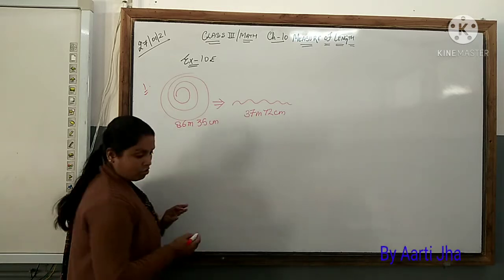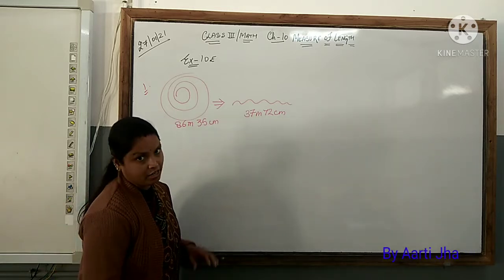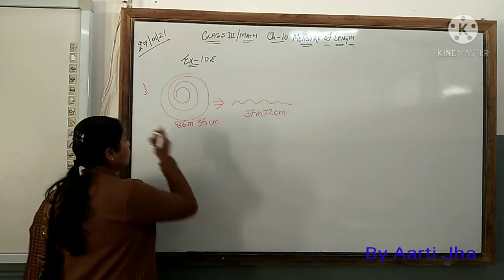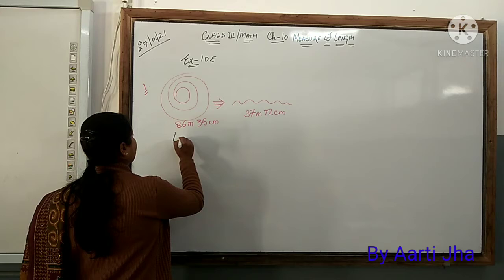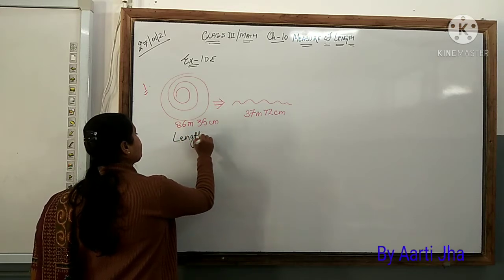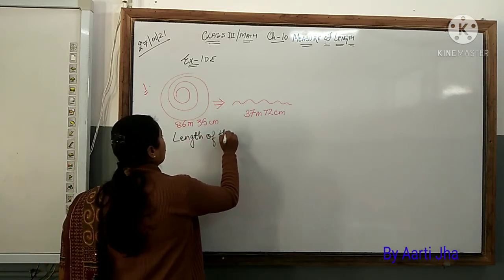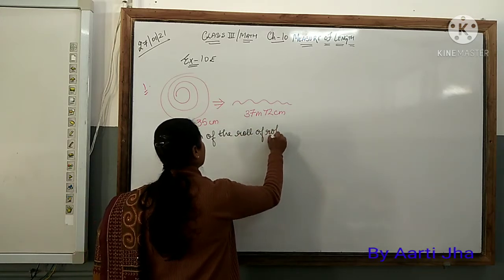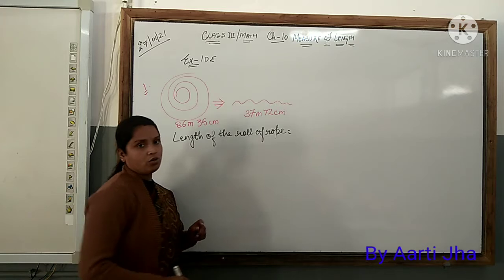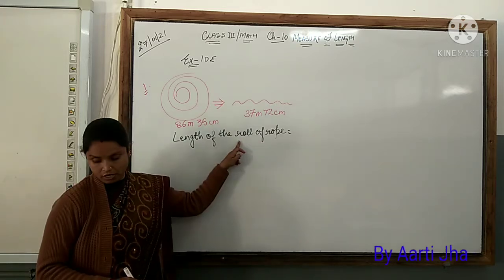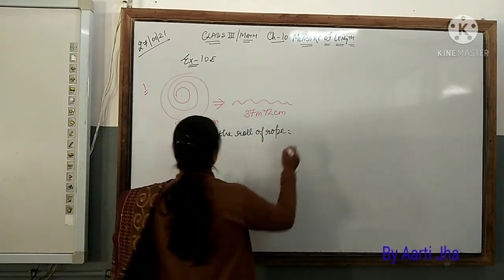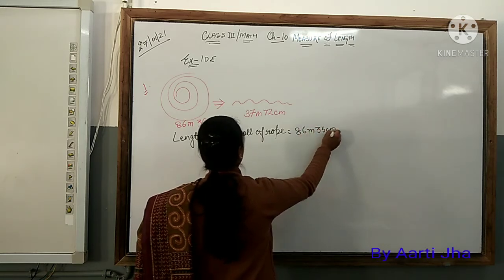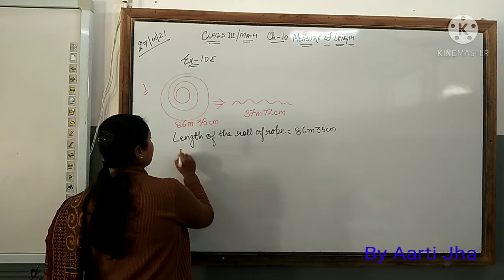So now what we will do is first write the statement, which is the most important part of doing story problems. The first part I will write is the length of the roll, 35 centimeter. Then from this, what is the length?